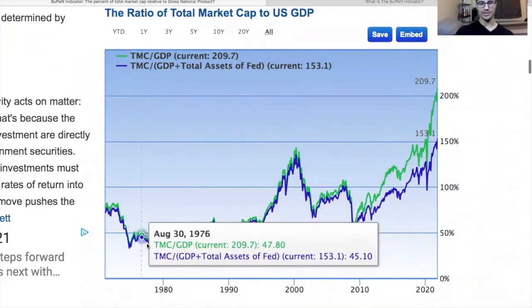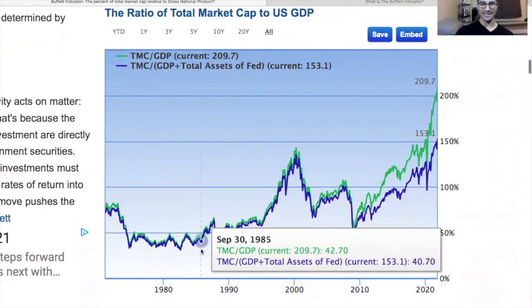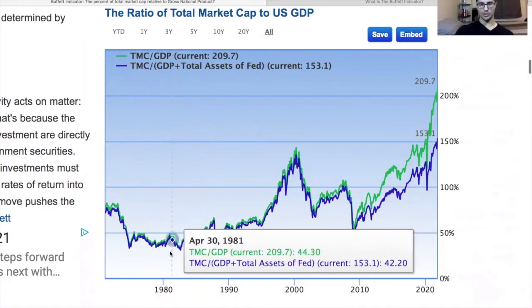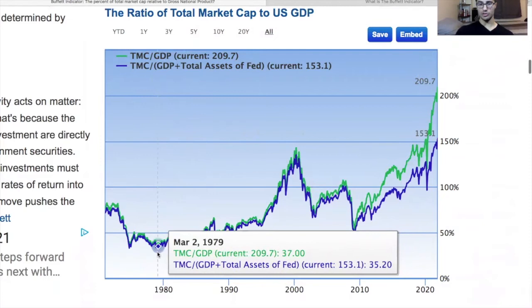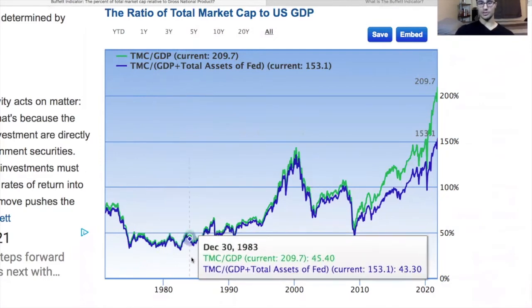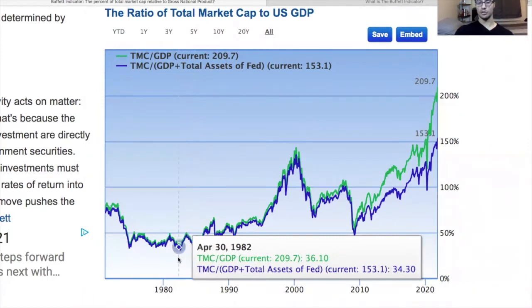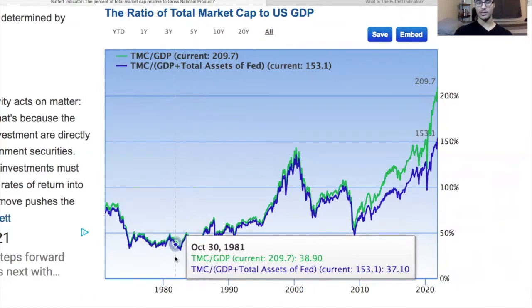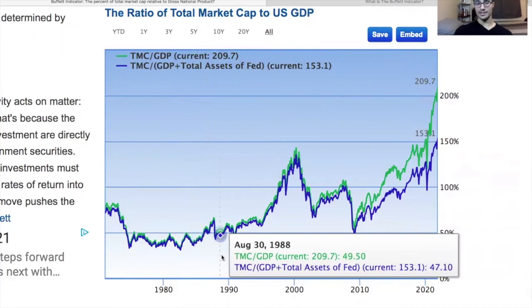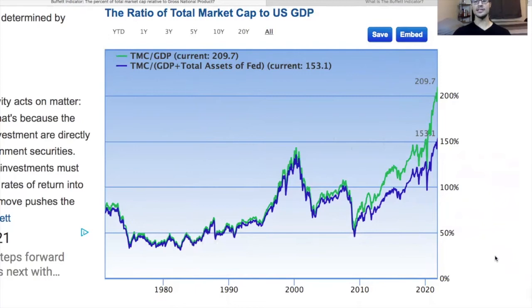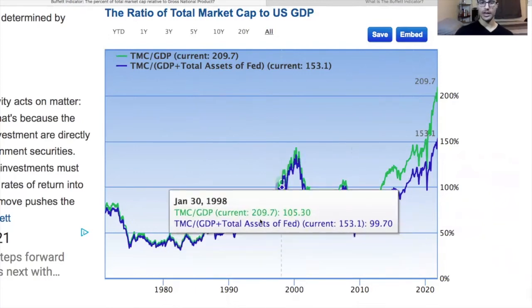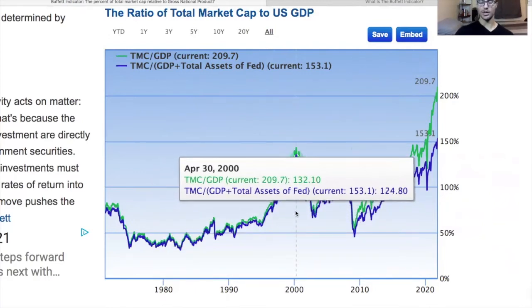So we have here in the late 1970s, 1980s, we were at under 40%, under 50%, regardless of which figure you use, whether you included the Fed's balance sheet in the equation or not. And obviously this resulted in a great buying opportunity, or a great time period to buy, because this led to the late 80s and the 90s kind of expansion that had amazing returns in the stock market. And this then reversed after the valuation of the stock market got really, really high.